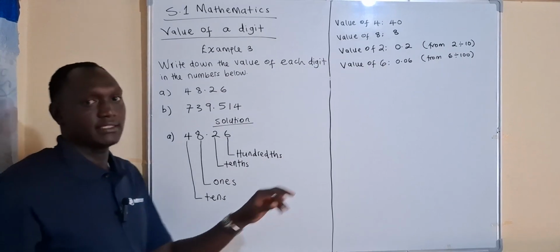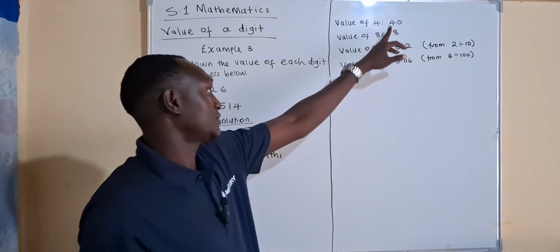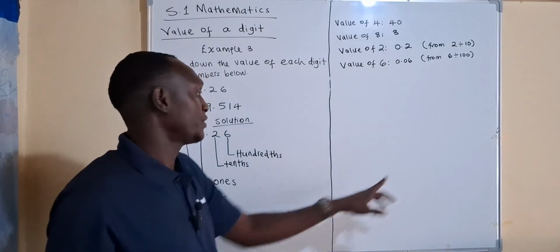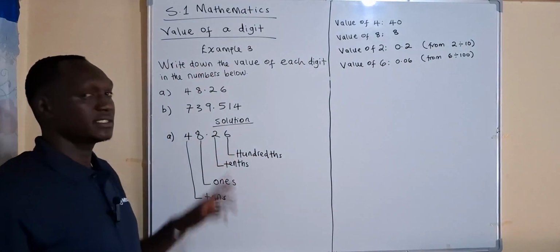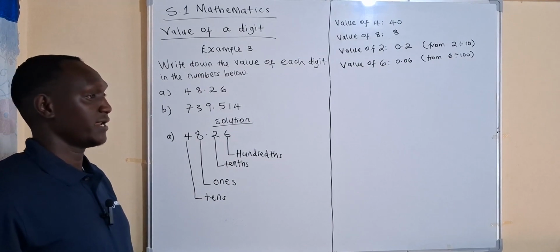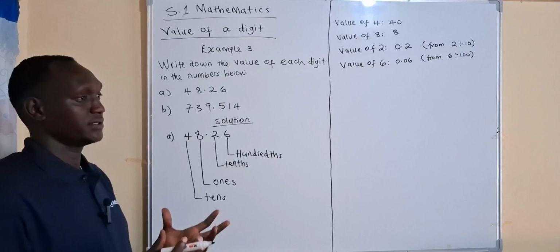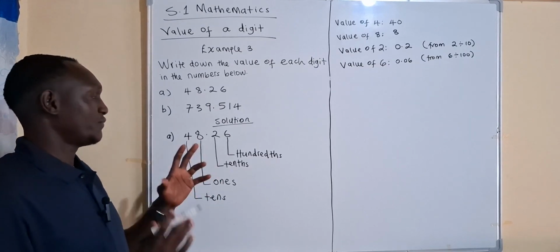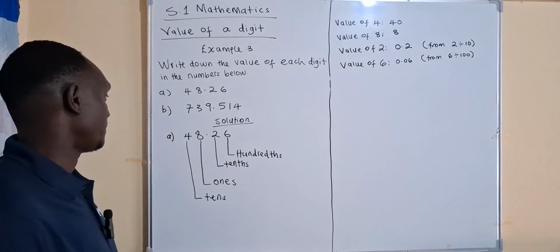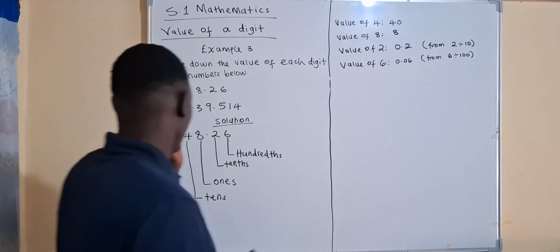And technically, if we add 40 plus 8 plus 0.2 plus 0.06, it should give us 48.26. That is the value. If you add all the values of the numbers constituting it, it gives you this very number. That is the solution. Let's go to part B.